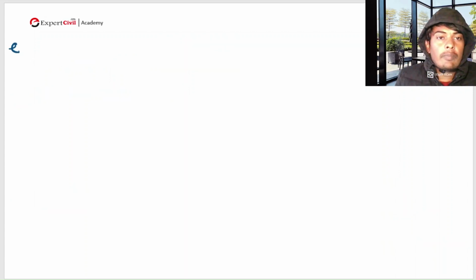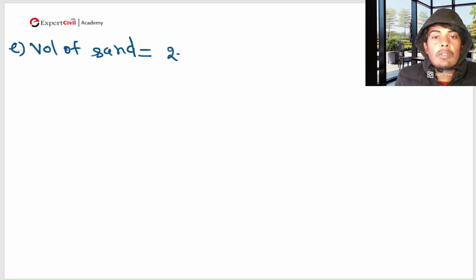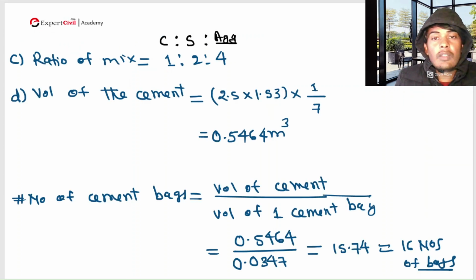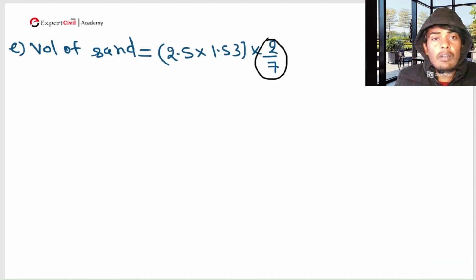So in part E, we will find volume of sand. So this is 2.5 multiplied by 1.53 and multiplied by 2 by 7. This multiplying factor you are seeing here comes from our ratio of sand, 2 divided by 7. Now this will become 1.09 meter cube.